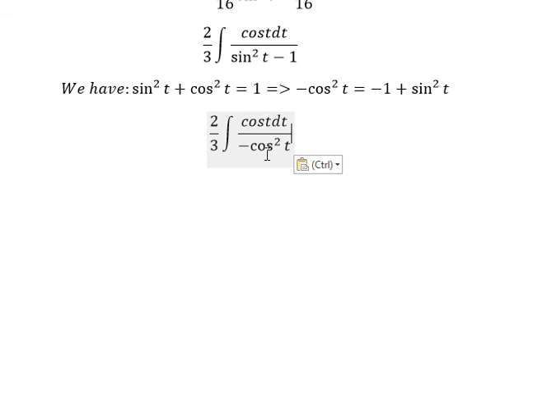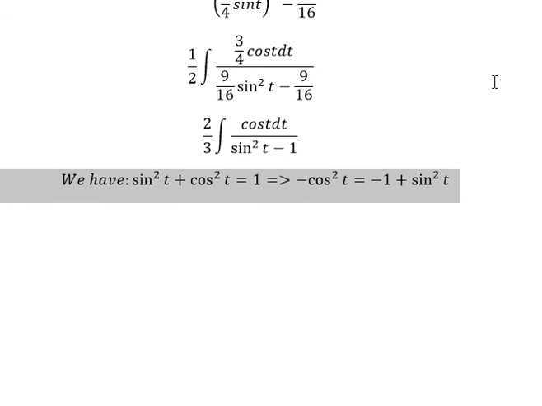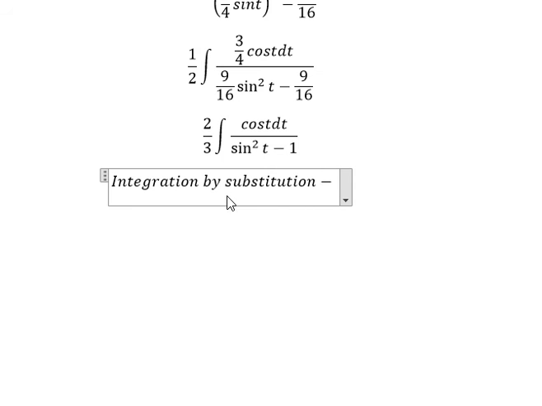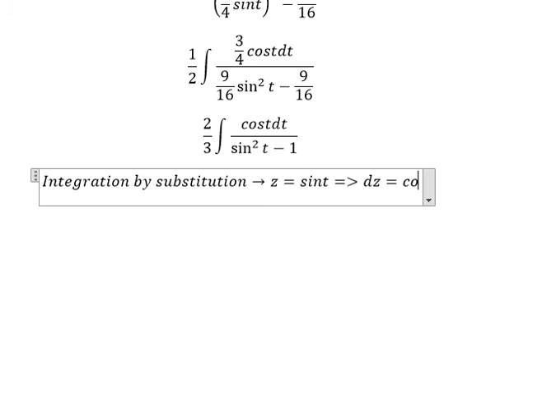Cosine t divided by cosine t, you will get cosine t, but in this situation we cannot do it like this, because we can do integration by substitution. So we put z equal to sine t, dz equal to cosine t dt.